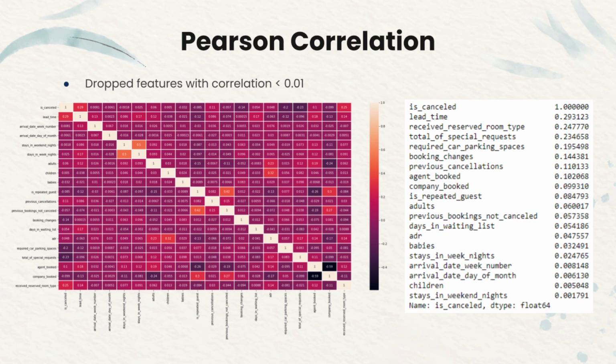I calculated the Pearson correlation and created a heat map as well as an ordered list in order to see the correlations between the features themselves and between the features and the target label. I decided to drop any feature with less than a 0.01 correlation value.